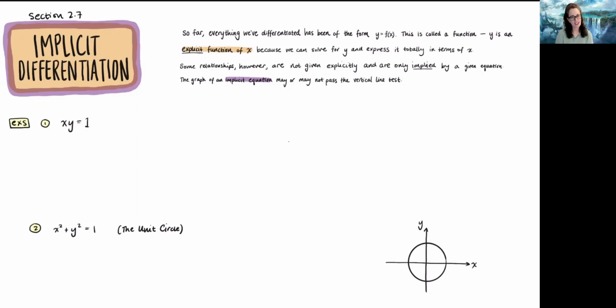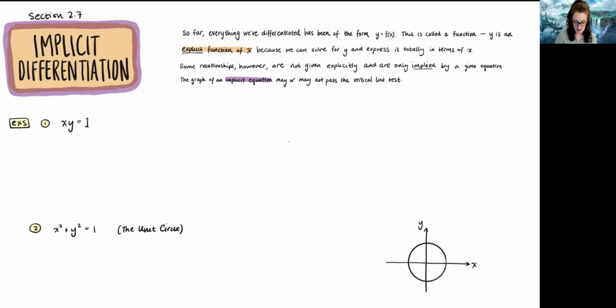We haven't really called these explicit functions because we haven't had anything to contrast these with. But now we're going to expand our horizons a little bit further, a lot further actually, and look at things that are just generally equations that may not represent a function. So these are called implicit equations, or the process that we'll use calculus on them with is called implicit differentiation.